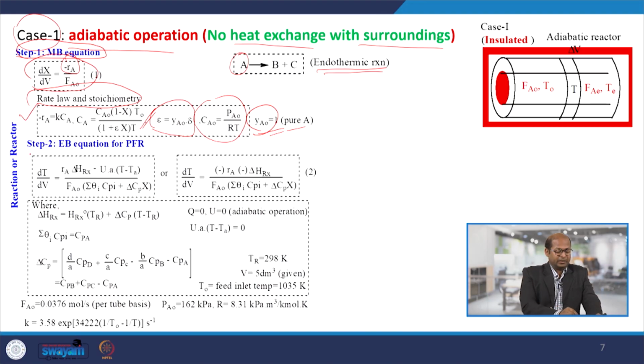And here the next step is the energy balance equation. So, this is the material balance equation, this is the energy balance equation. So, the energy balance equation, the progress of the reactions, the temperature along the length or volume of the reactors, this type of equations we have derived.